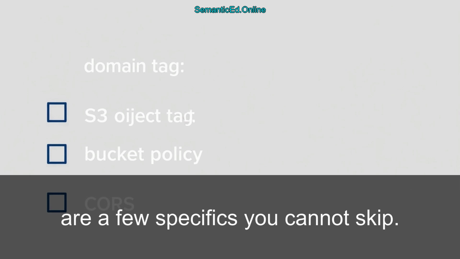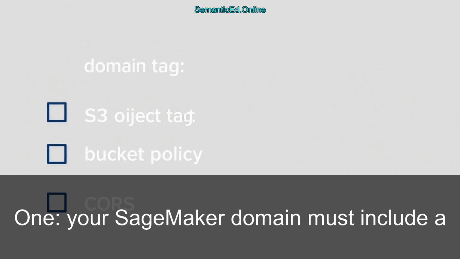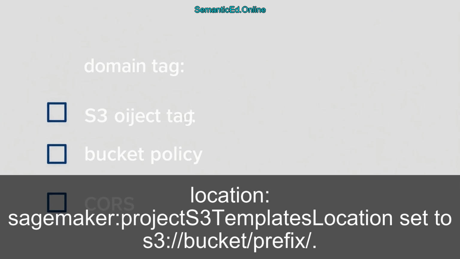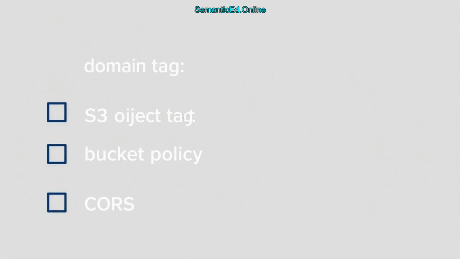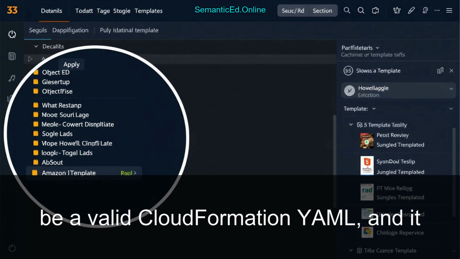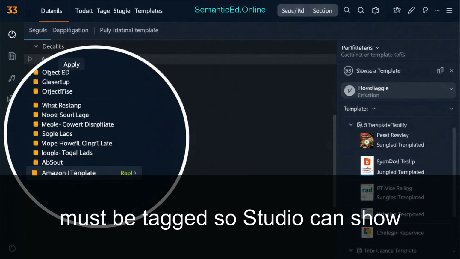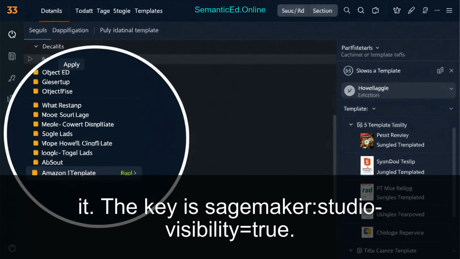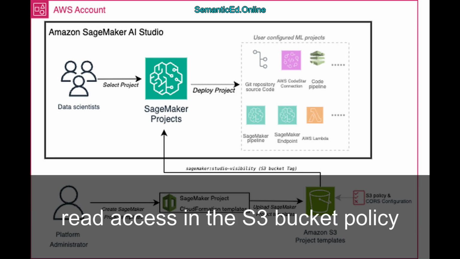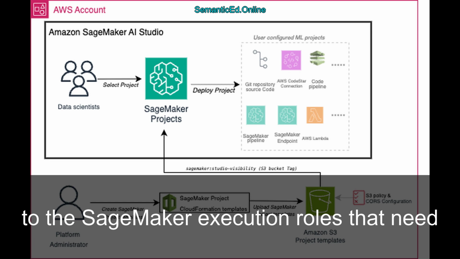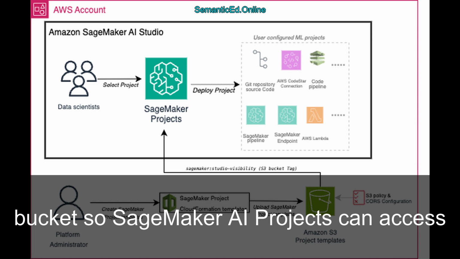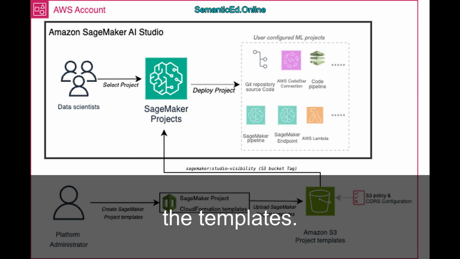1. Your SageMaker domain must include a tag that points to your template bucket location: SageMaker project S3 templates location set to S3/bucket/prefix/. 2. Each template file you upload must be a valid CloudFormation YAML, and it must be tagged so Studio can show it. The key is SageMaker Studio visibility equals true. 3. Access and browser plumbing. You grant read access in the S3 bucket policy to the SageMaker execution roles that need discovery, and you enable CORS on the bucket so SageMaker AI projects can access the templates.